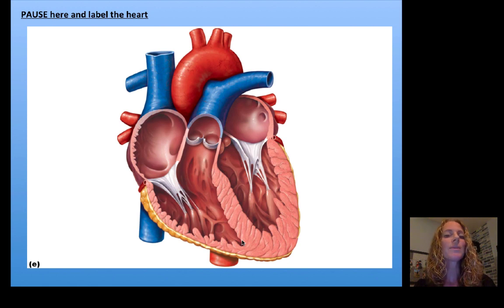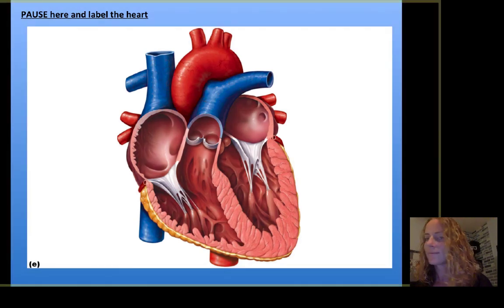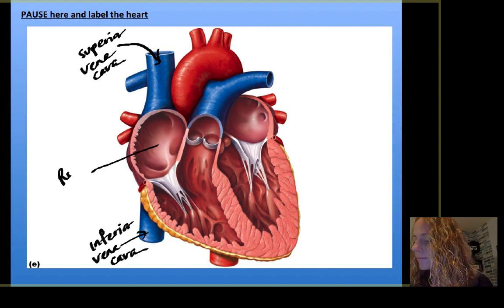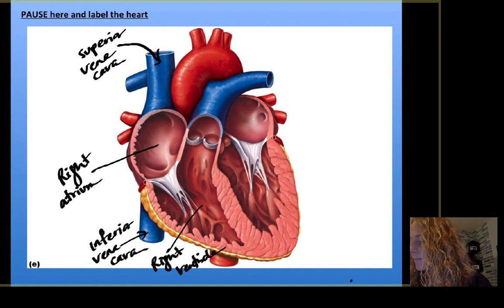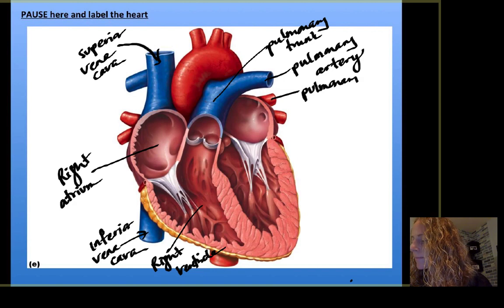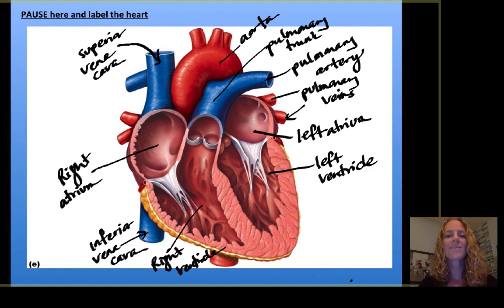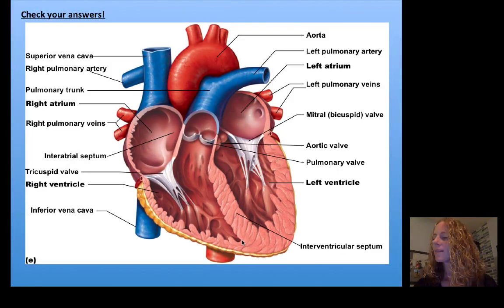I'd like you to take a moment to pause here and review the structures that we just went through. So pause here and label the heart, and let's see how you do. Okay, did you do it? Check your answers and let me know if you have questions.